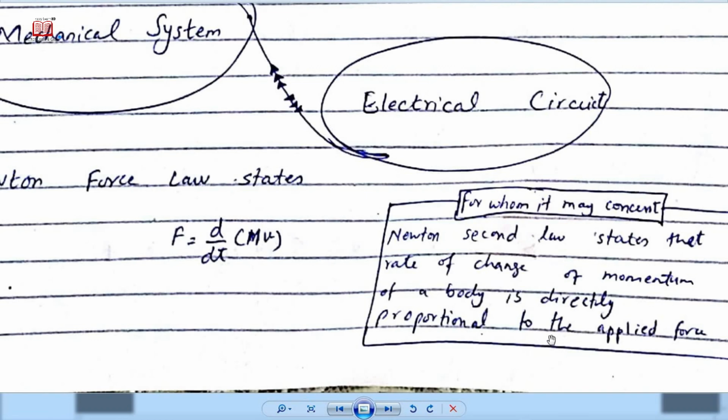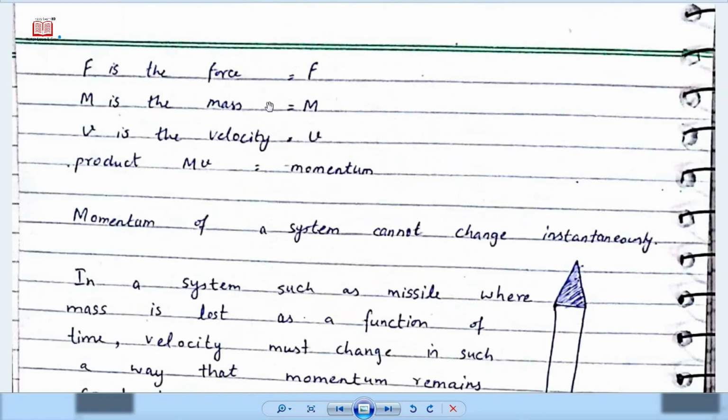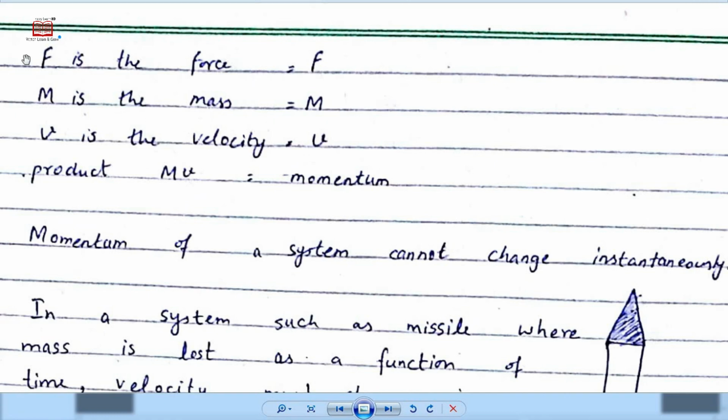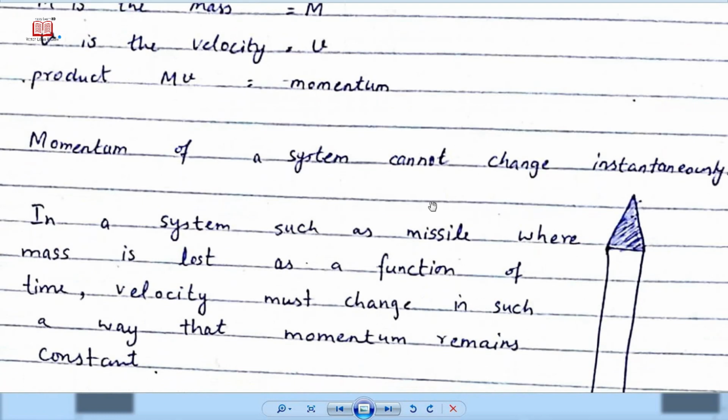It means if you are applying a force on a body, that is directly proportional to the change of momentum. Here, this is the derivative form: F is equal to d over dt of mv. Here, what is m? M is your mass, F is your force, v is the velocity. The product mv is actually called momentum.